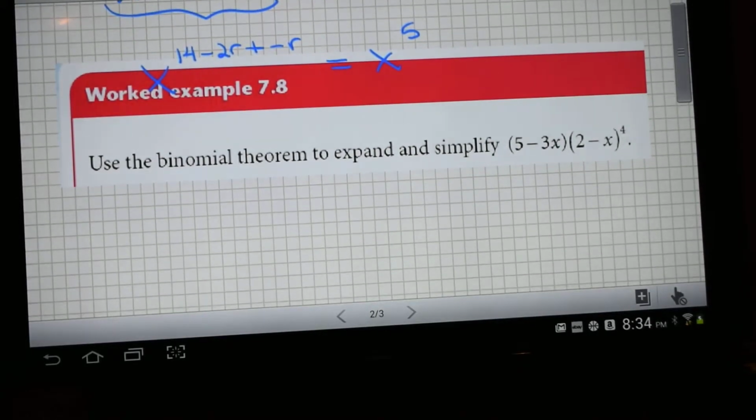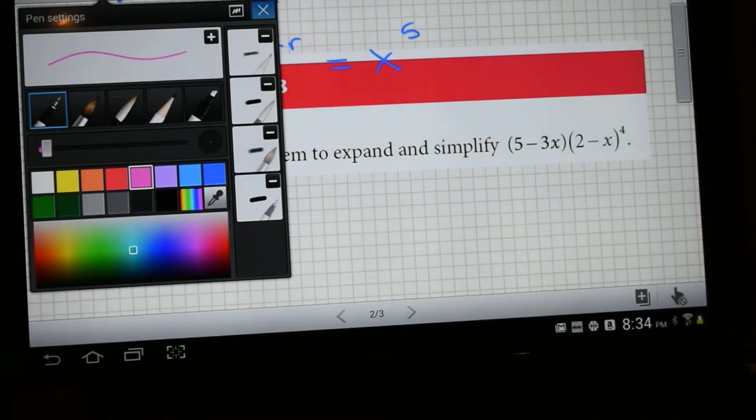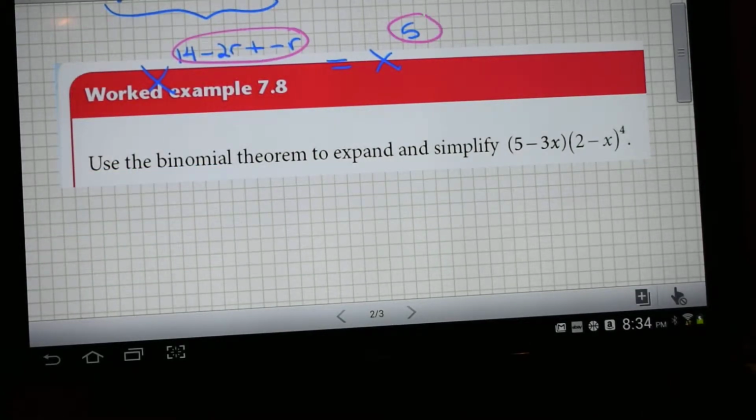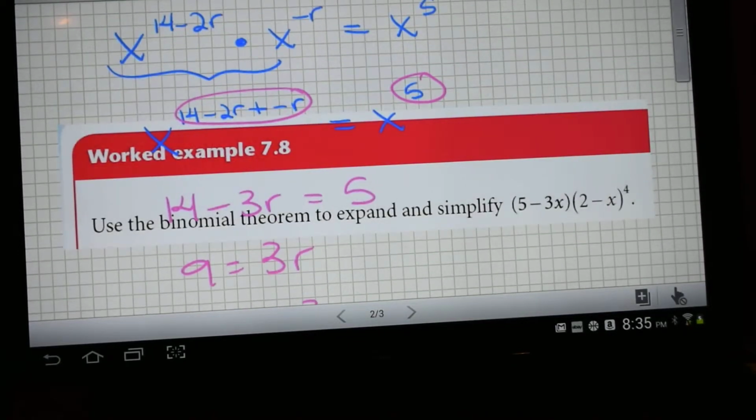Well, what that means is that this has to equal 5. Doesn't that make sense? This exponent here must equal 5. So let's do that. So 14 minus 2r, that's actually, I'm going to simplify that, 14 minus 3r equals 5. 9 equals 3r, so r equals 3. And we're not done, it's asking us to find, I think, the entire term.